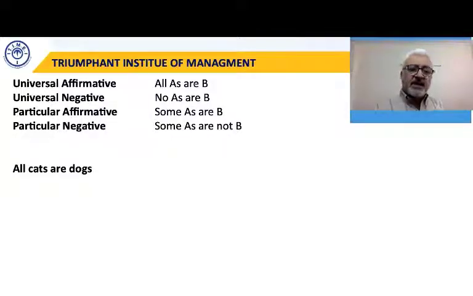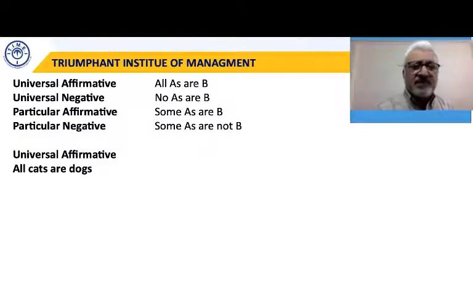So when I say all cats are dogs, which statement is this? Is it a universal affirmative statement? If all cats are dogs, does it talk about all? Yes, it talks about all cats. Therefore, it is universal. It has no no or not. Hence, it is a universal affirmative statement. I hope the point is clear.